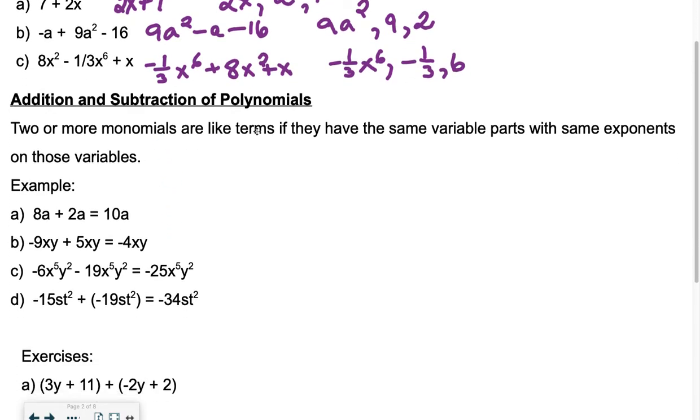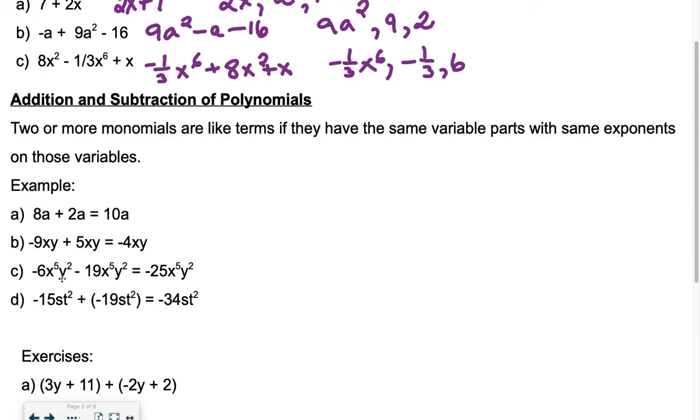Two or more monomials are like terms if they have the same variable parts with the same exponents on those variables. If this is the case, we can add and subtract like terms. So for instance, 8a plus 2a combines to 10a. -9xy and 5xy, same variables, same exponents, combines to -4xy.